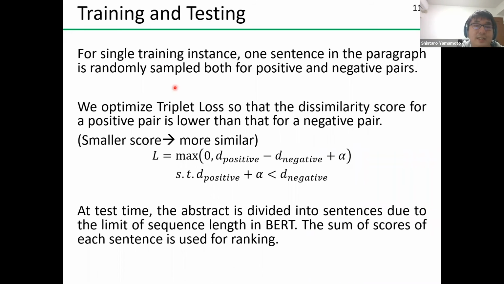In the training, we sample one sentence in the paragraph for both positive and negative pairs. We optimize triplet loss so that the dissimilarity score for a positive pair is lower than that for a negative pair. At test time, the abstract is divided into sentences due to the limit of sequence length in BERT. So we consider the sum of scores of each sentence for ranking.